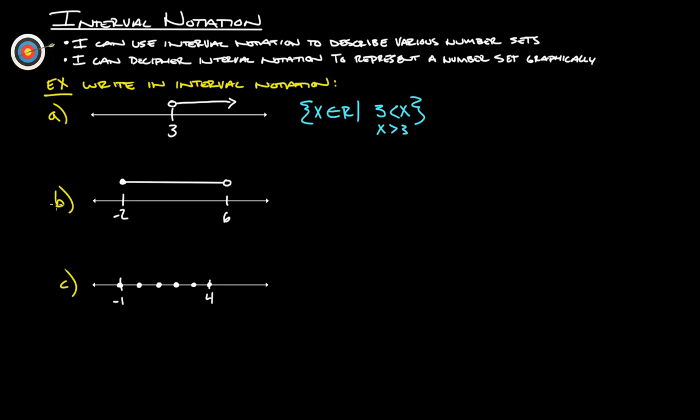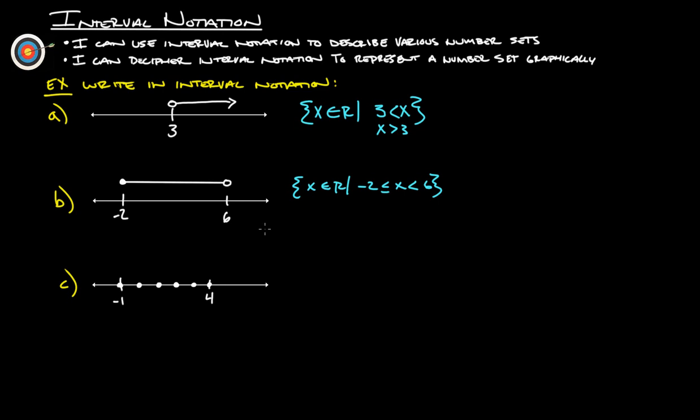For B, again, we've got all real numbers here. So x is an element of the real numbers such that it starts at -2 and then it ends at 6. It includes -2, greater than or equal to -2, but it is less than, but not equal to, 6 because it's not filled in for 6.